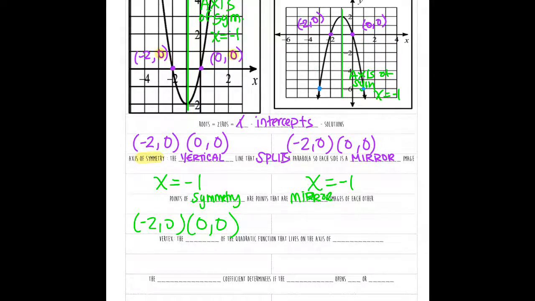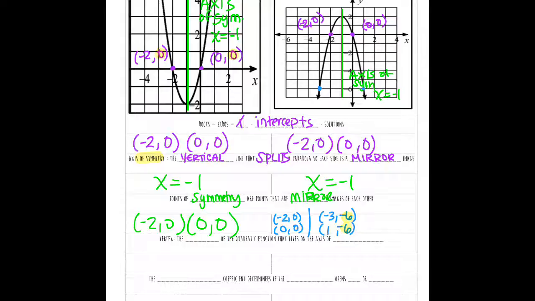So I'm going to write down both of those pairs. One of the pairs was the same as the last one, (-2, 0) and (0, 0). And then the second pair was (-3, -6) and (1, -6). So if you see here, what they have in common is that y value. That's what keeps them being symmetric, keeps them across from each other.